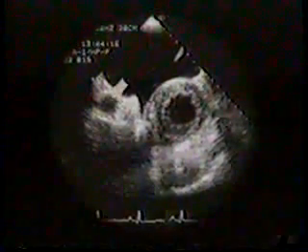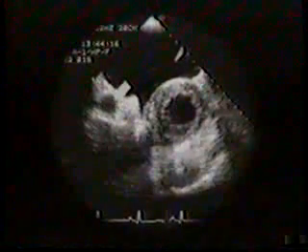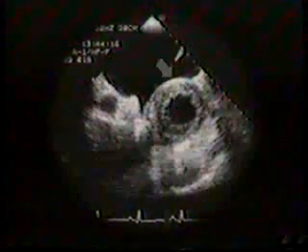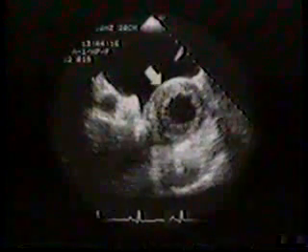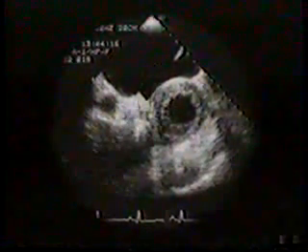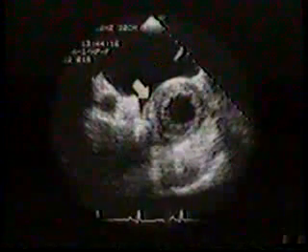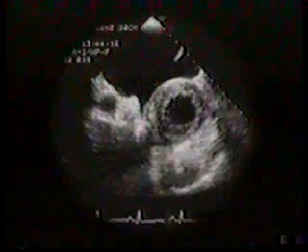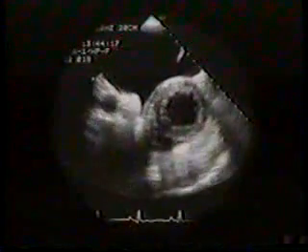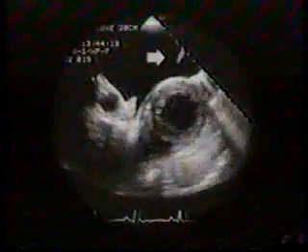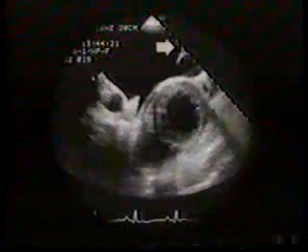This is the descending thoracic aorta in short axis. And this is a short axis view of the left ventricle. A tiny pericardial fluid collection is present here. In real time, you will appreciate the reduced left ventricular function with regional wall motion abnormalities. These echoes are from clumps of fibrin within the pleural effusion.